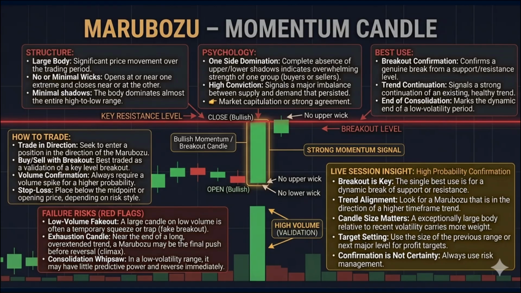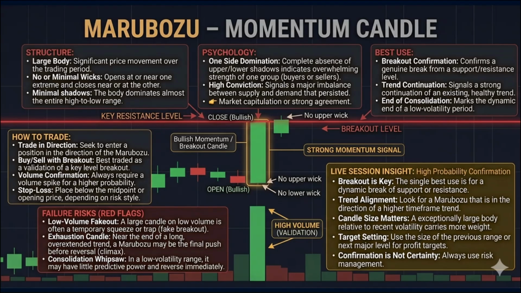Marubozu candle, the ultimate symbol of one-sided momentum and total market dominance. Marubozu candle means the market is in an uptrend, so it is giving bullish confirmation, and the second candle that happens after it will give us the confirmation.